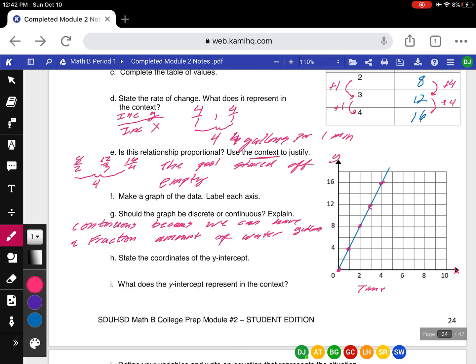Now state the coordinate of the y-intercept. The y-intercept is where the graph crosses the y-axis. And right here it's 0, 0. And what that means is at 0 minutes, there was 0 gallons in the pool.